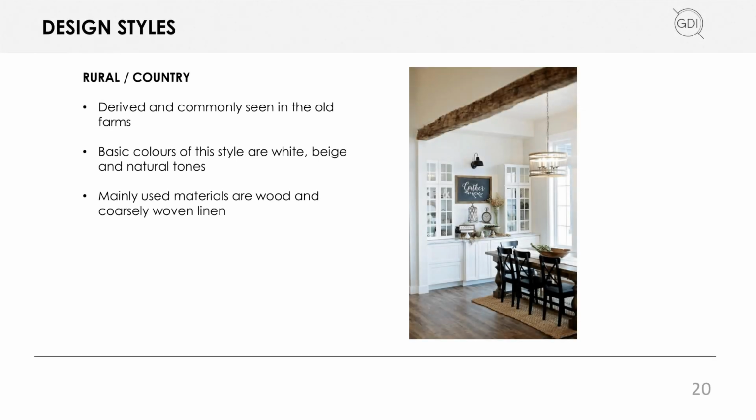Moving on, the second style you are looking at is called rural or country. You may have heard or seen this style of interior before in an old farm. In recent times, some interior designers have imbibed this style and started using it in houses. As displayed on your screen, you will observe that the style is made of coarsely woven linen and wood. The primary colours of this style are white, beige, and natural tones.